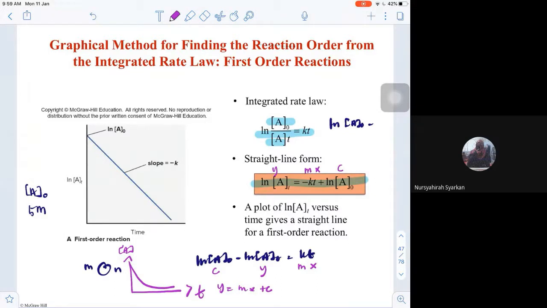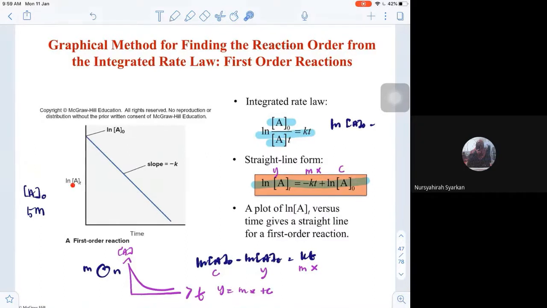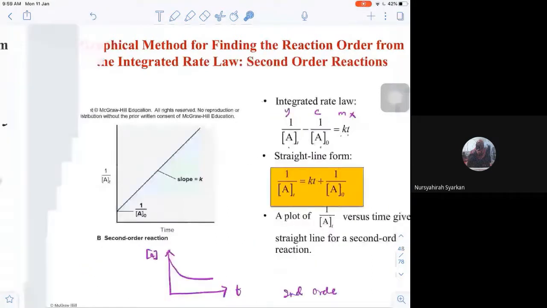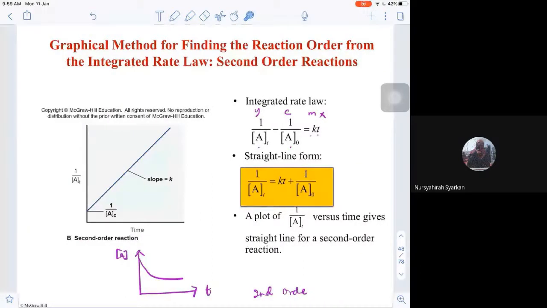So if you want to get a linear graph for the first order reaction, we have to plot a graph of ln concentration versus time. Then we will get this linear graph with the negative slope, negative gradient. As for the second order, if you want to get a linear graph, we have to plot a graph of 1 over concentration versus time. Then we will get this linear graph with the positive gradient.